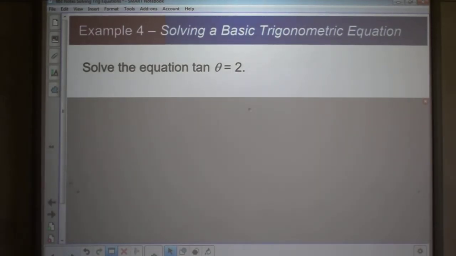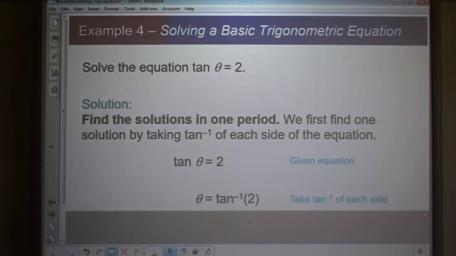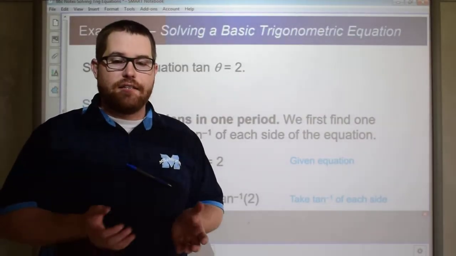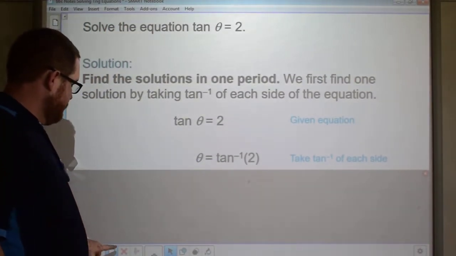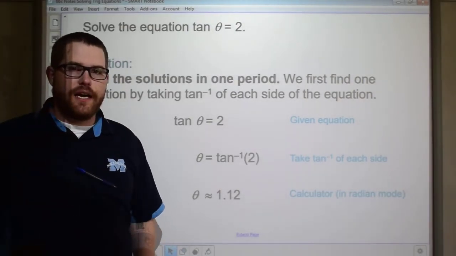Let's solve this equation. How do I get rid of tangent? I'm going to do the arctan, or the inverse tangent, of both sides. There is no place on the unit circle where there is a tangent of 2, so we're going to use the calculator. And I'm going to tell you it's about 1.12. I saved you some time.